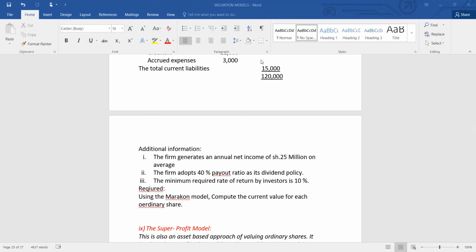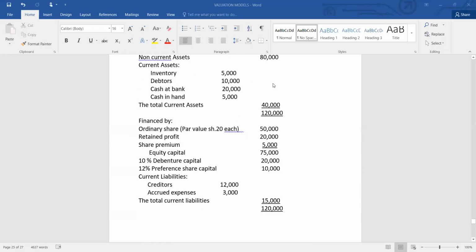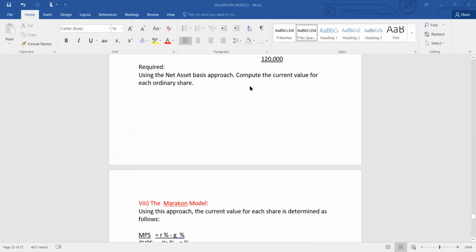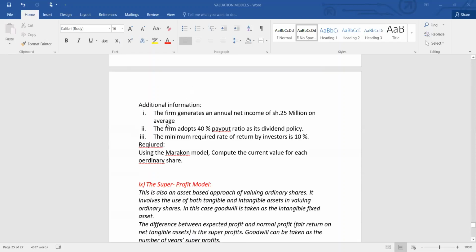This balance sheet we have here is the one we had up here. Additional information: the firm generates annual net income of 25 million on average, adopts a 40% payout as its dividend policy, and the minimum required rate of return by investors is 10%. Using the Marathon model, calculate the current value of each ordinary share.